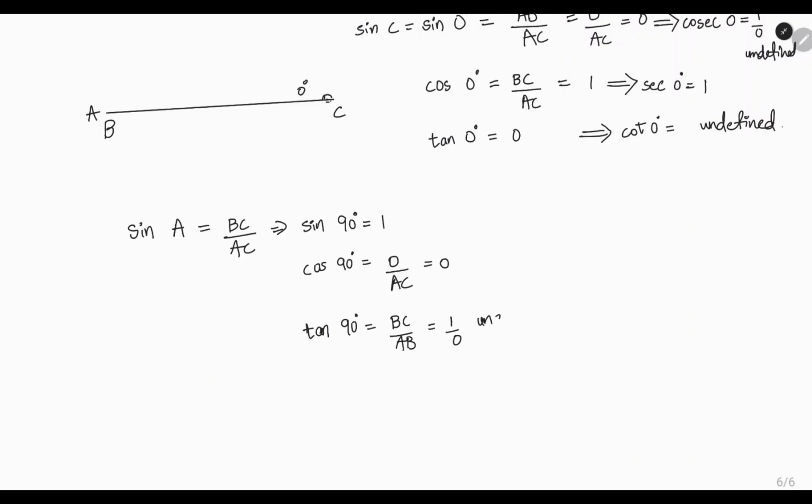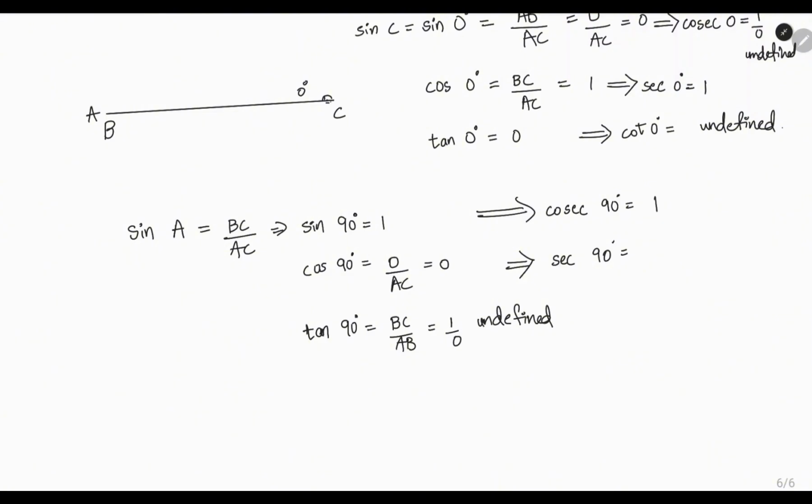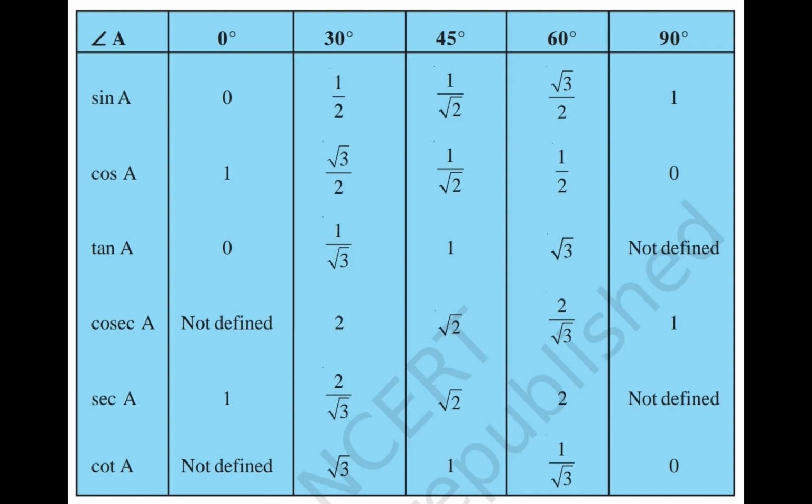And from sine we can get cosecant 90 as 1, and secant 90 from cos, which is 1 by 0, it is again undefined. And finally cot 90, which is AB by BC, so that will be 0. So this is how we get standard trigonometric ratios. You can see it on the screen.